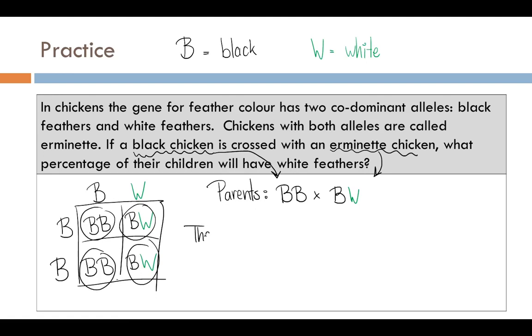the percentage with white feathers is 0%. Okay. Doesn't matter how many children they have, they will never have a white offspring. Okay, they can't.